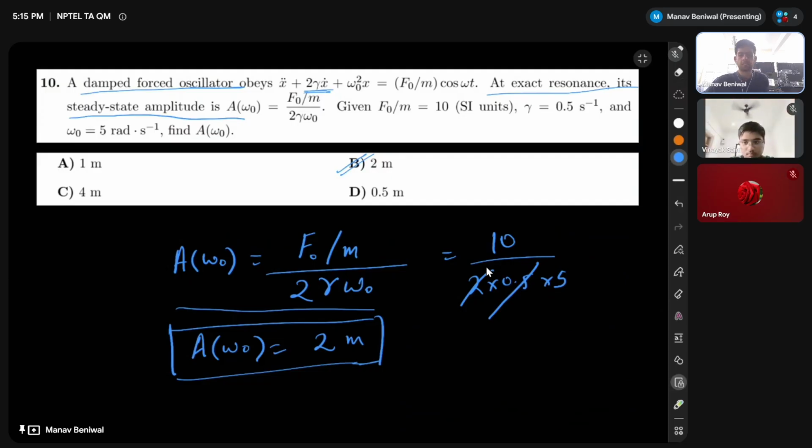And this will be discussed in week 6. So we'll solve a few more problems based on the damped forced oscillators next week. I just wanted to give you some idea that this amplitude diverges when there is no damping, but as soon as you add a damping term, you can see that this amplitude again becomes a constant for the steady state.